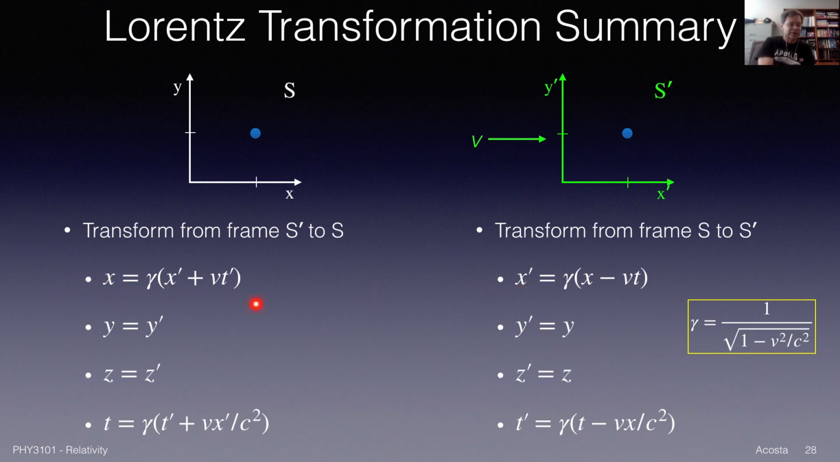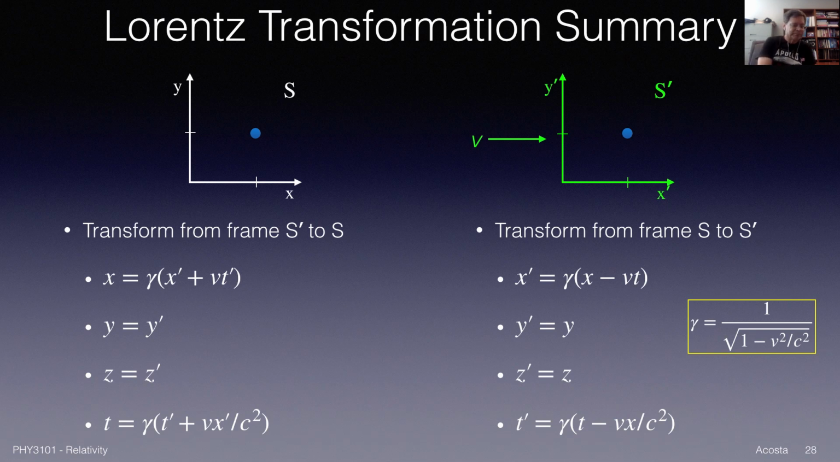X coordinates are along the direction of motion in terms of that velocity v, and it's just a difference of plus or minus v going from one system to the other. The time does mix up space and time coordinates, so it's this more complicated part here. And gamma is this shorthand for 1 over the square root of 1 minus v squared over c squared.